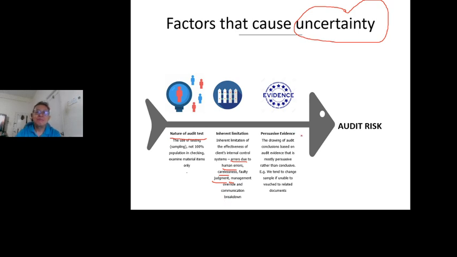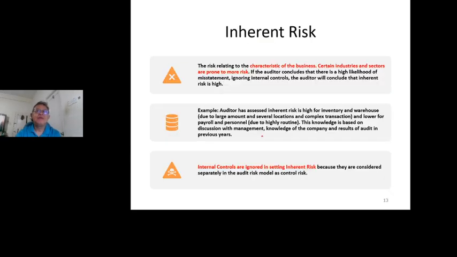And then again, due to the nature of the evidence, the evidence collected by the auditor is persuasive evidence, not conclusive evidence. Why persuasive? Because we collect the evidence based on sampling. So it is not conclusive. If it is census, if it is 100%, then you can say it is conclusive evidence.